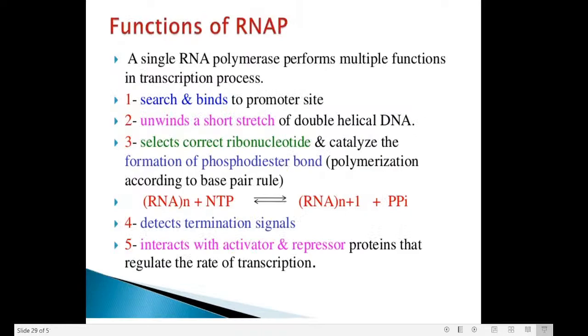Then the functions of RNA polymerase are: it searches and binds to the specific protein, unwinds the start sequences, forms ribonucleotides, then detects the terminal signal, then stops the process. The main thing is that it catalyzes the formation of phosphodiester bond. It's a very important thing.